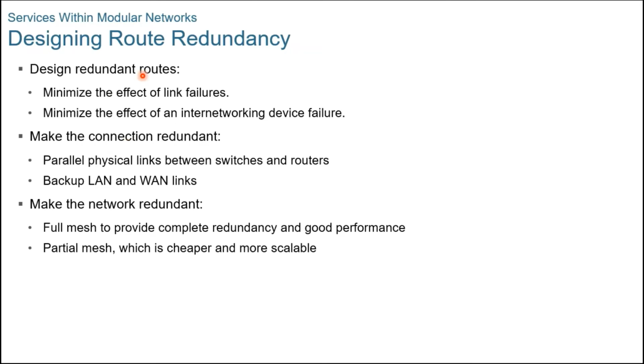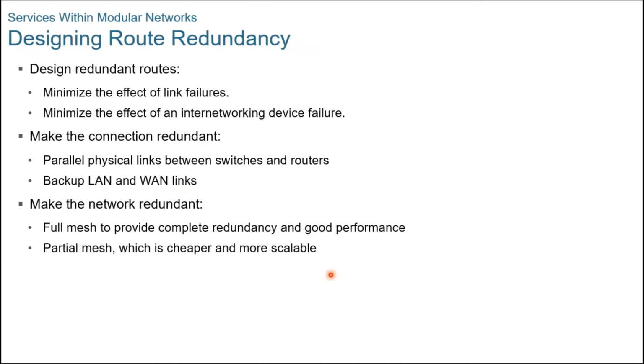Now, designing for redundancy. Redundant routes have two purposes: to minimize the effect of link failures and to minimize the effect of internetworking device failure. Redundant routes might also be used for load balancing when all routes are up. Okay? Now, possible ways to make connections redundant include the following. You've got parallel physical links between switches and routers. You could also have backup LAN and WAN links, for example, DDR backup for leased lines.